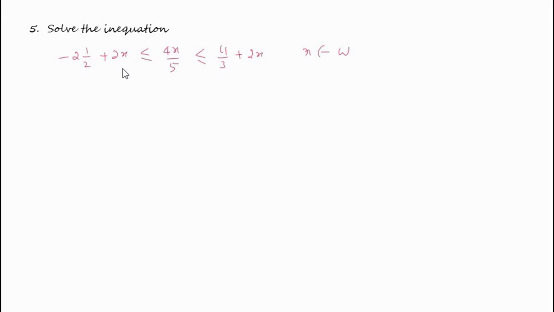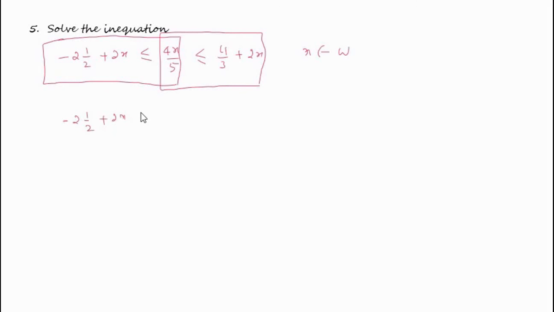We know how to solve this kind of problems. What we need to do is first take the first two expressions with the first inequation sign, solve this inequation, and then take the last two expressions and solve this linear inequation and then combine the answers. Let us see. The left side, minus 2.5 plus 2x less than or equal to 4x by 5.